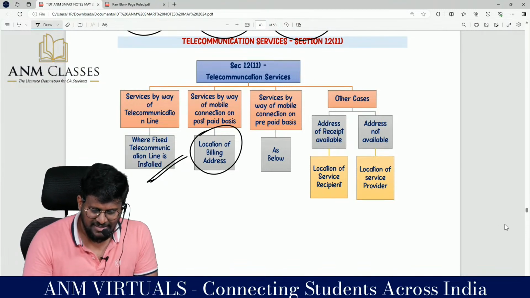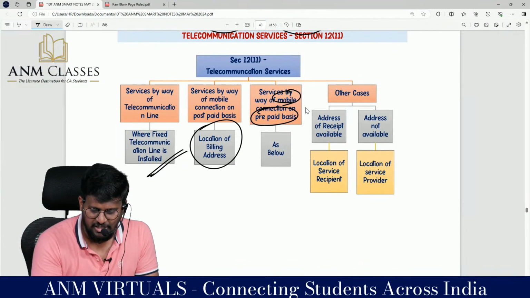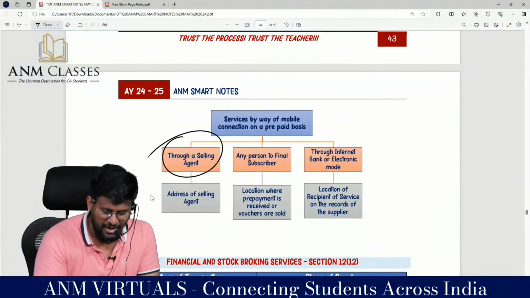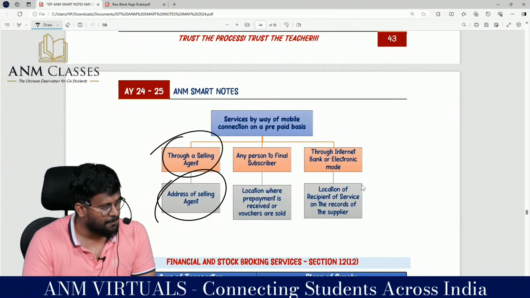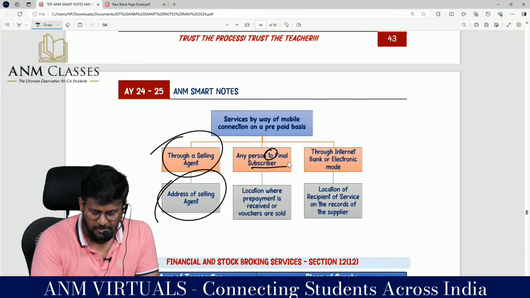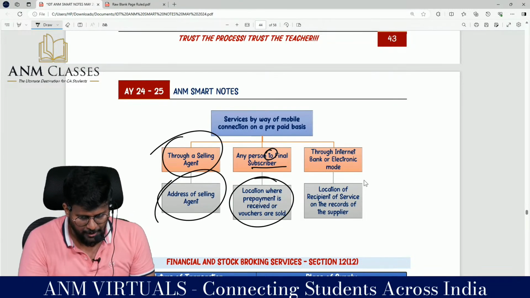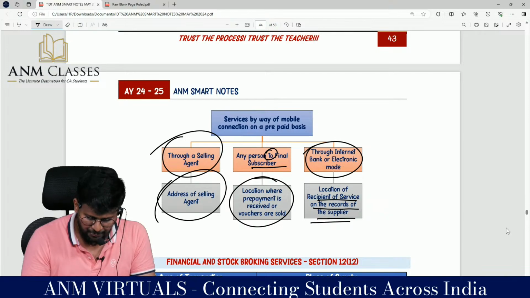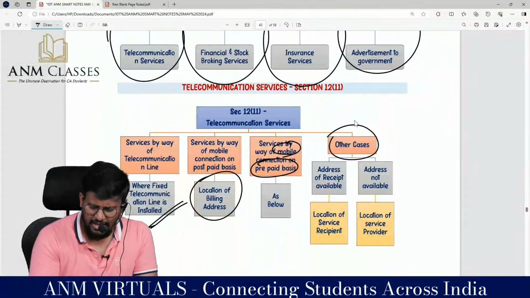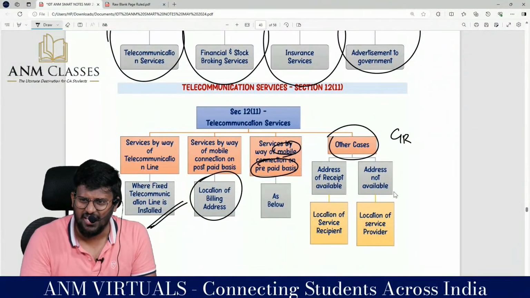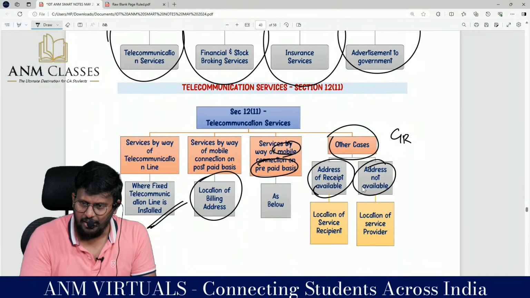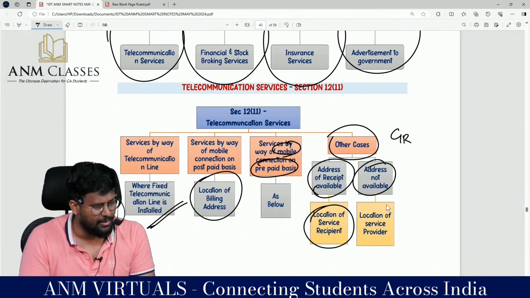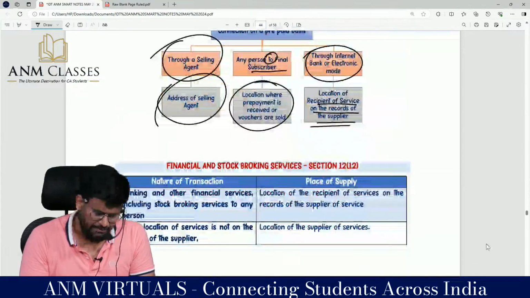Right? Service by way of mobile connection on a prepaid basis through an agent or any person to any subscriber: location where the prepayment is received or vouchers are sold, through internet banking or any mode. Otherwise, location of the recipient of service on the record of the supplier. Any other case is the general rule basically. Address available, location of the recipient; address not available, location of the supplier.